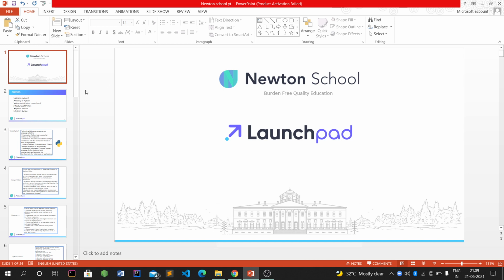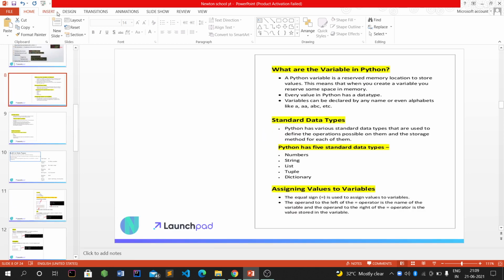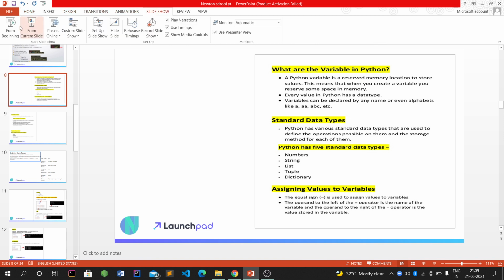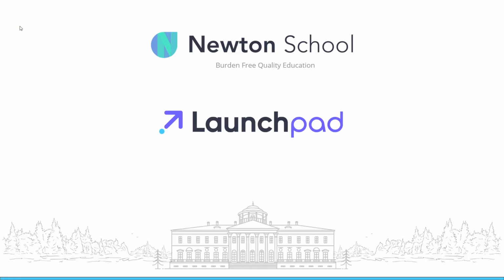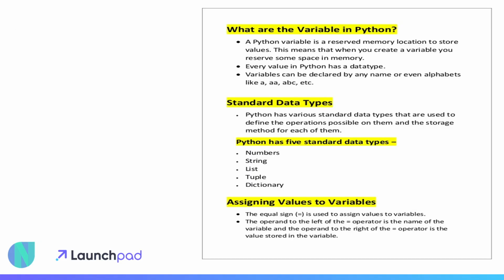So moving further, what are variables? Variables in Python are containers for storing data values. A variable is a reserved memory location to store values. This means that when you create a variable, you reserve some space in memory. Every value in Python has a data type.